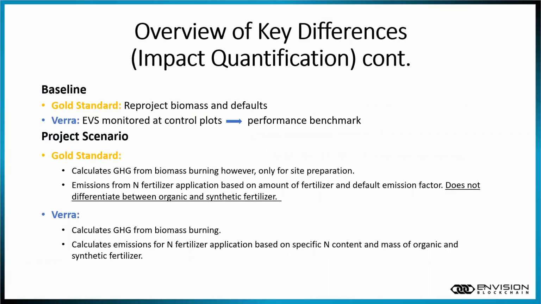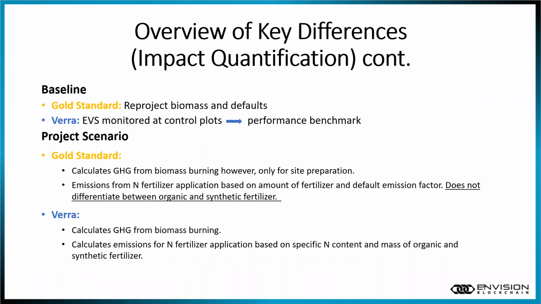Overview, some more impact quantification differences. For the baseline, Gold Standard reprojects biomass and uses defaults, while Verra uses EVS, monitors EVS of control plots and uses that to calculate a performance benchmark to be deducted from the net benefit.